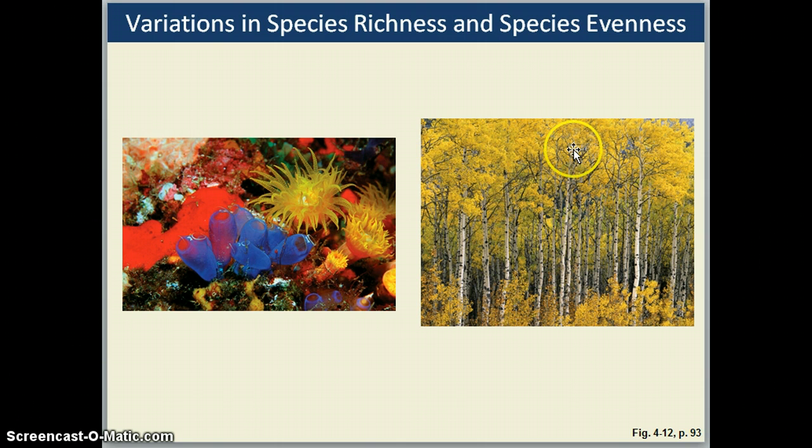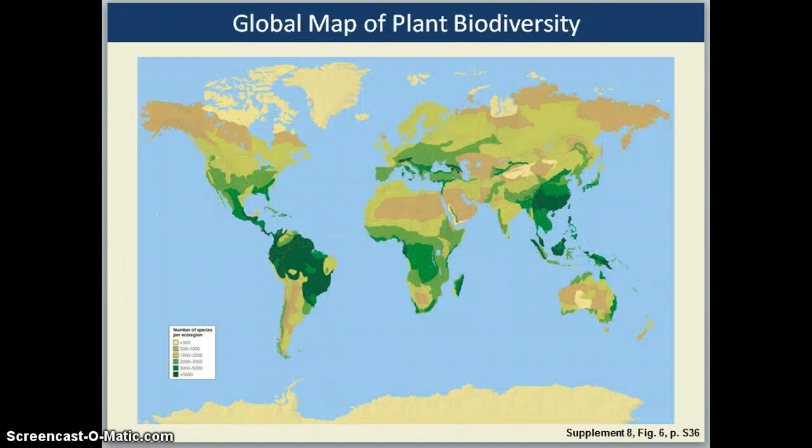Over here, the northern woodland, the birch trees, a single species you see here, is not very species rich. There's only one type of species, but the environment is very species even because there are a lot of these birch trees. Here's a global map of plant biodiversity. You can see most of the biodiversity occurs near the equator, and it lessens as you approach the poles.